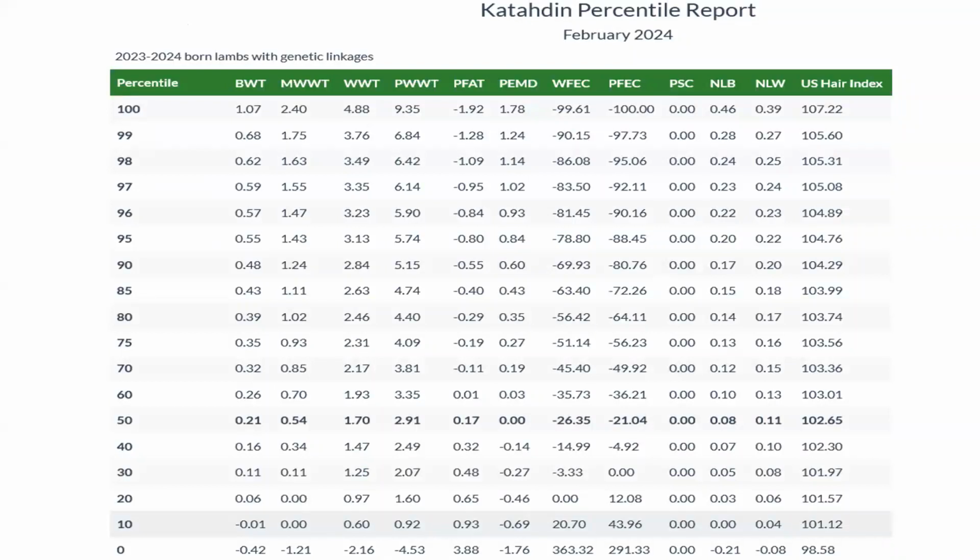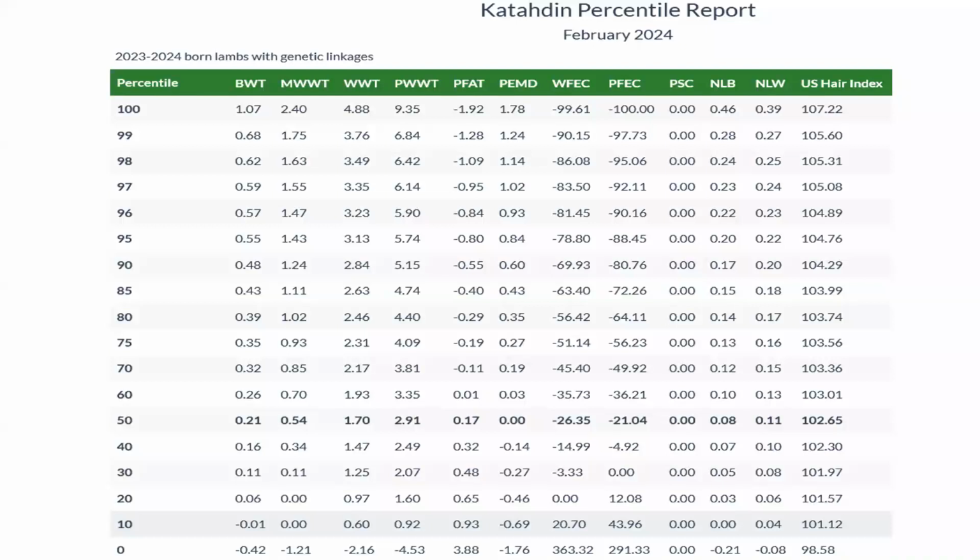And with those percentile rankings, when you look at this, it just gives you a gauge. If you look at the 50th percentile there in bold across the middle, that's about where the average falls for those breeds. You can look at the top 1% or you can look at the bottom 10%. So when you're looking at EBVs on animals, if you're shopping for rams, if you're shopping for ewes, this is a good resource to have.